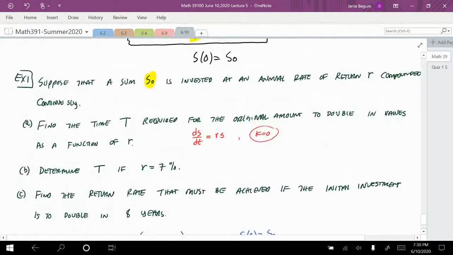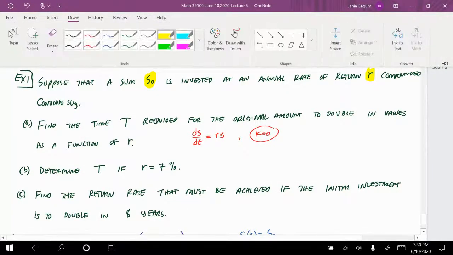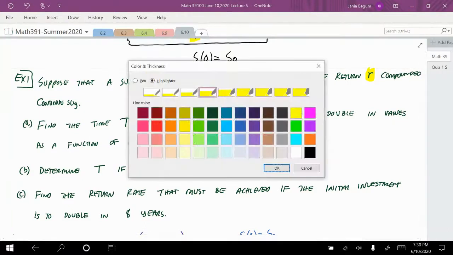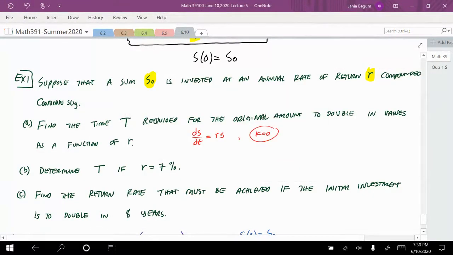Now, rate, we don't know. It's just some r. And what do we want to find for this question? Part A. What is it asking us to find in part A? We want to know the time for the original amount to double as a function of r.